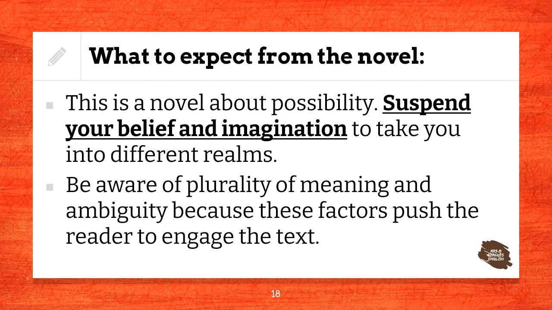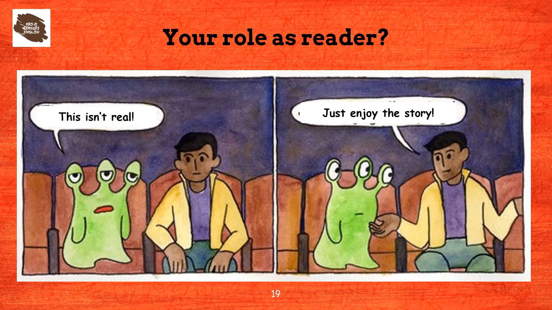Remember that this is a novel about possibility. Suspend your belief and join the author in her imaginative world. Be aware of the deliberate ambiguities in the text and ask what they bring to the story. So, sit back, suspend your belief, and enjoy the story of Jeannie, who arrives in a golden egg and takes flight on silver wings.